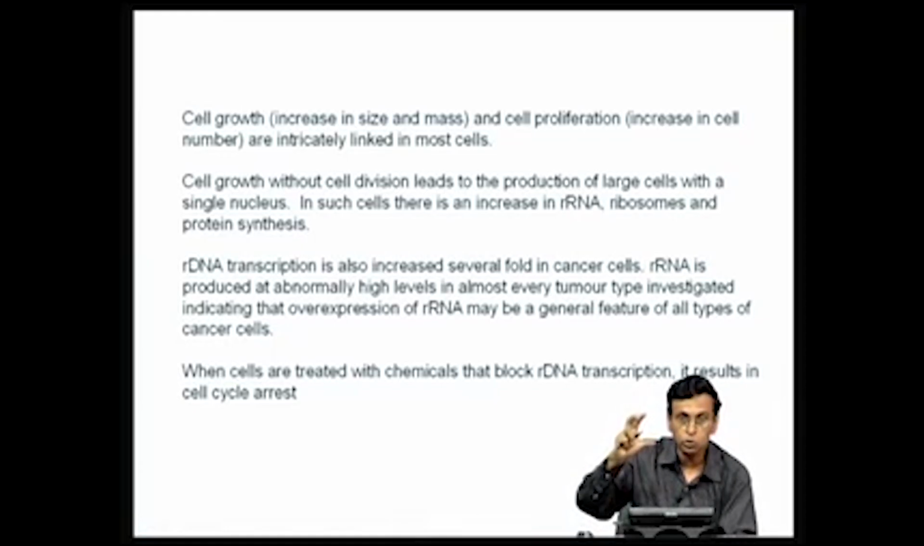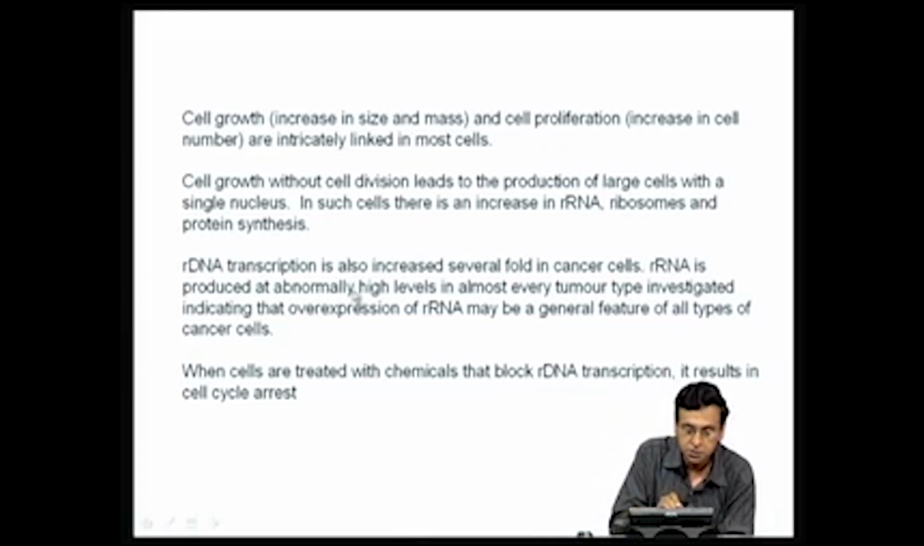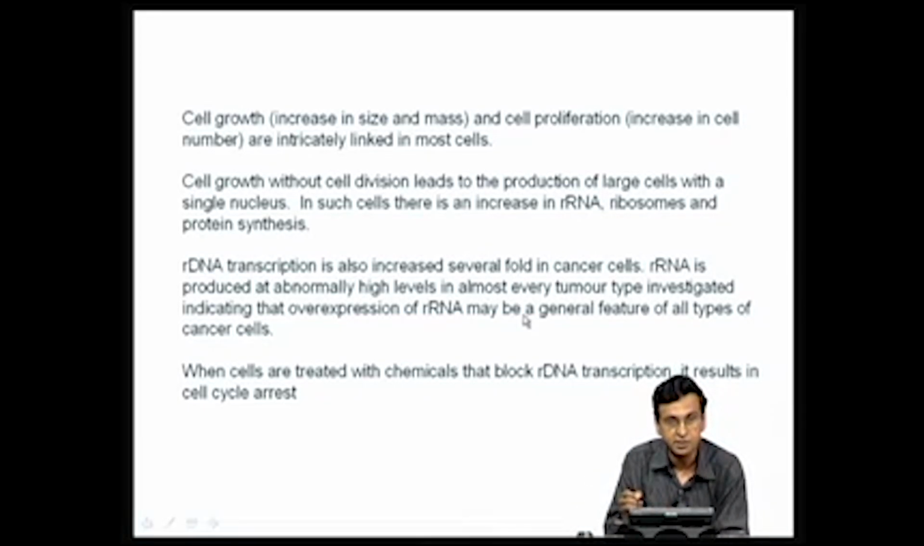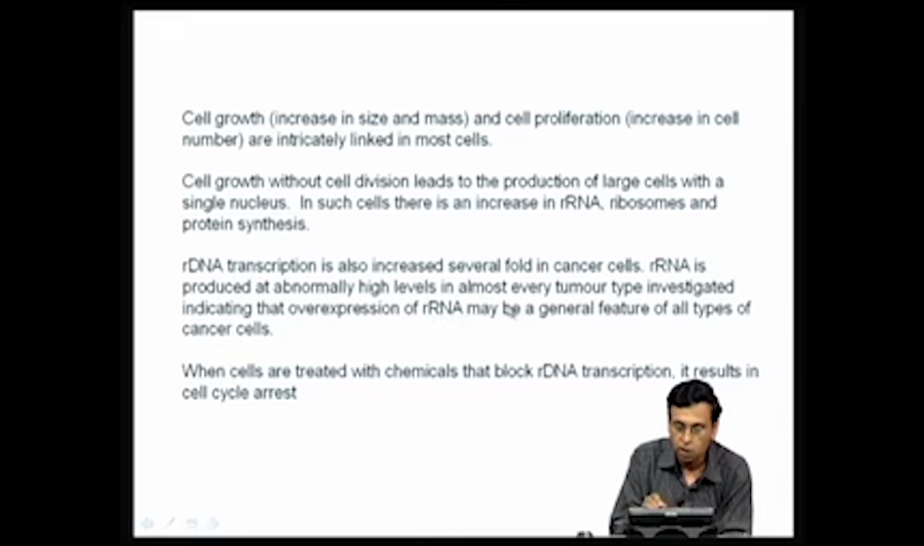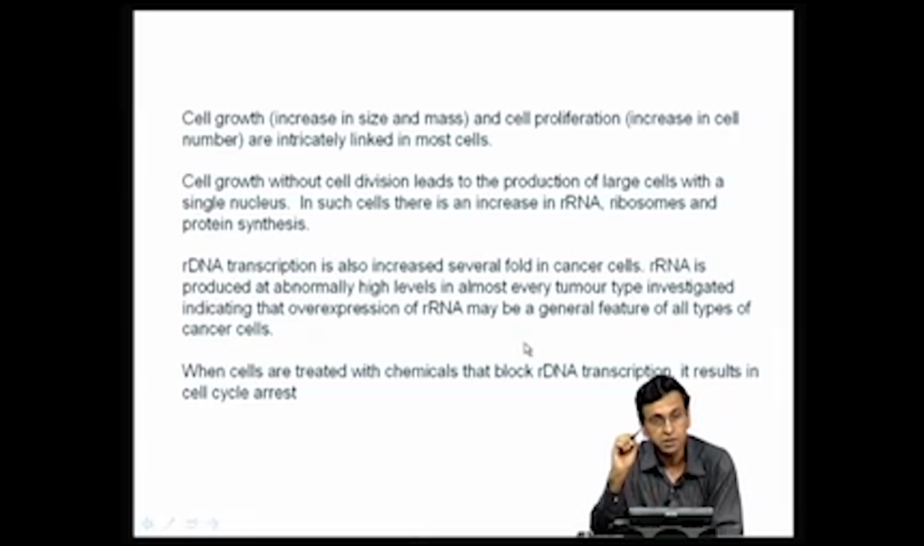So, when you have huge cells with a huge amount of cell volume, there are high levels of ribosomal DNA transcription, and the RNA transcription also increases several fold in cancer cells, in actively dividing cells. The rRNA is produced at abnormally high levels in almost every tumor type investigated, indicating that overexpression of rRNA may be a general feature of all types of cancers.